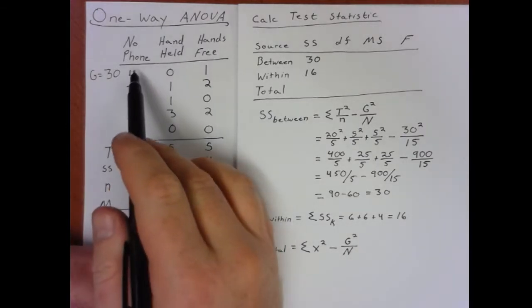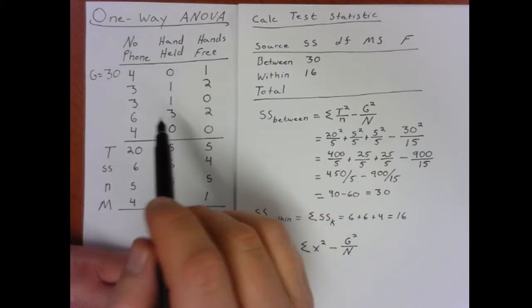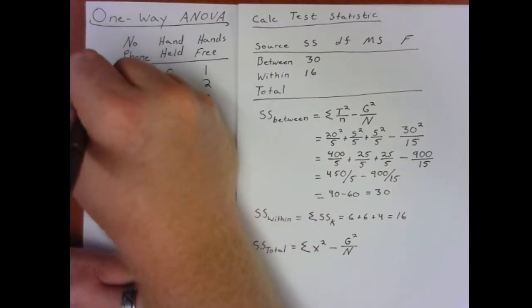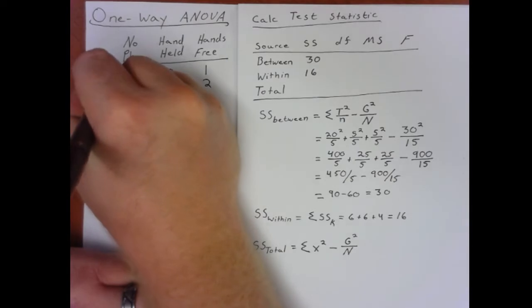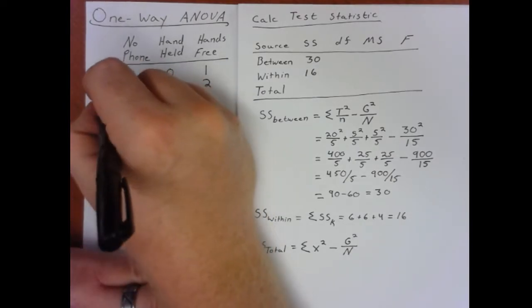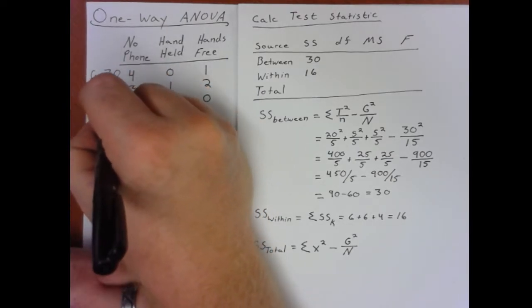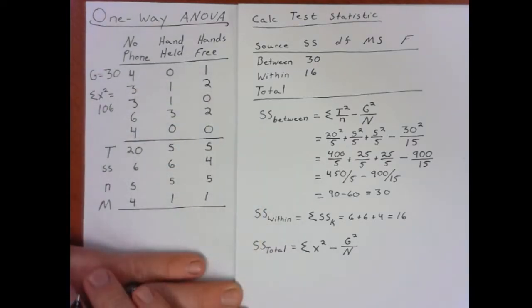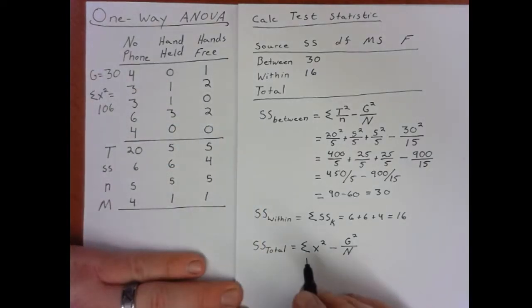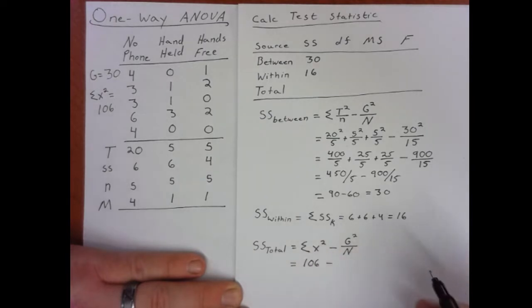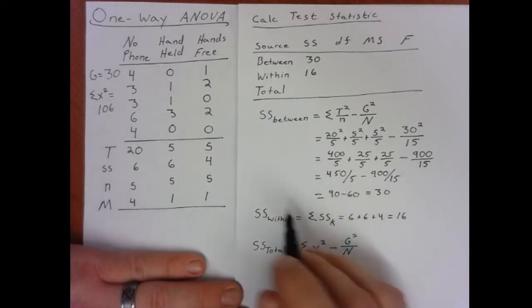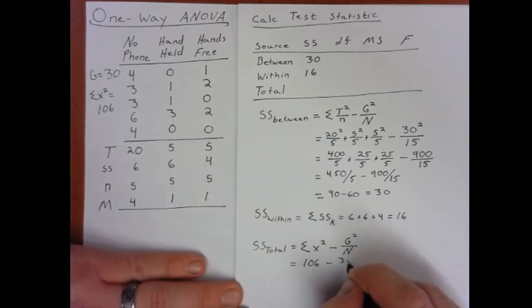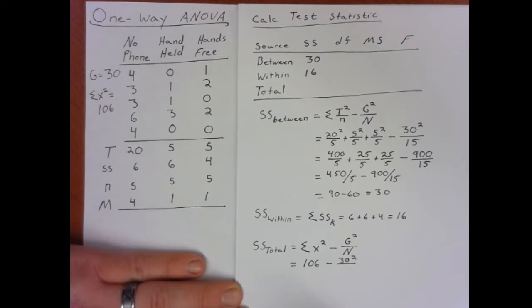Now, you could square each of these values and then add them all up, or you can be like me and do it before you ever recorded the video. And so sigma x squared here is 106. And then we're going to subtract out from that our grand total, 30 squared, and then we're going to divide that by the total number of scores we have, 15.